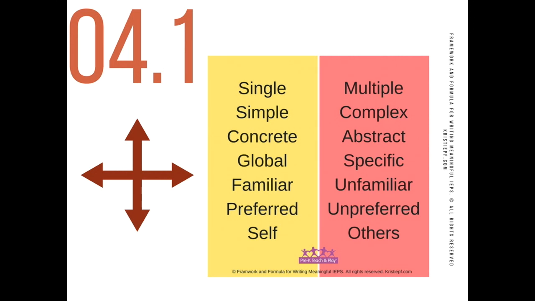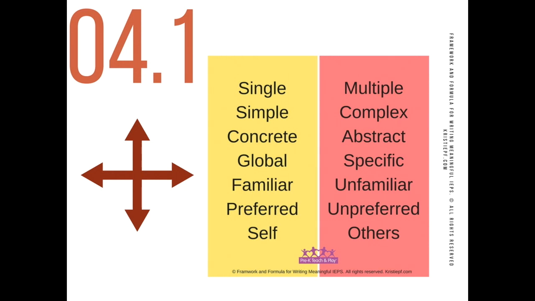So whatever it is that we want the student to be learning might have multiple components. It might be highly complex and abstract. It might have a very specific way that it should be demonstrated, and it's often required in an unfamiliar setting with unpreferred materials or actions, and having to negotiate other human beings, peers, adults, family members.